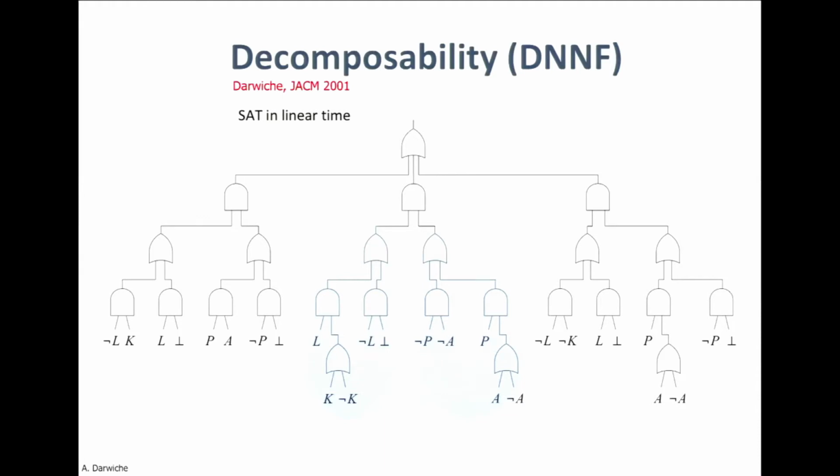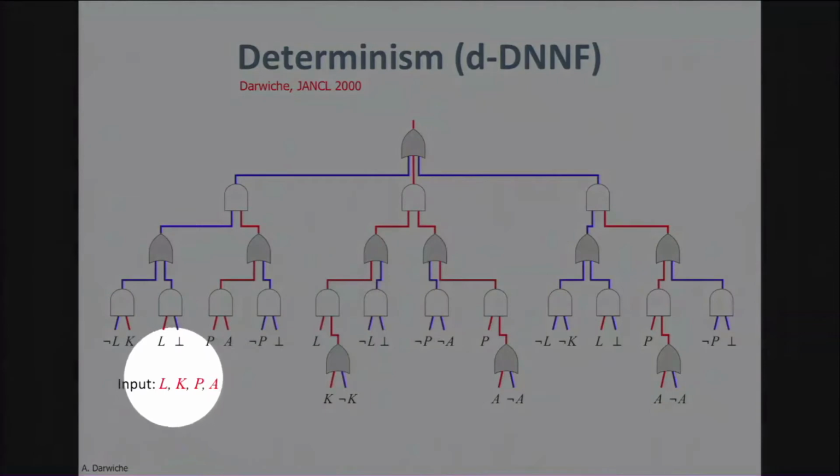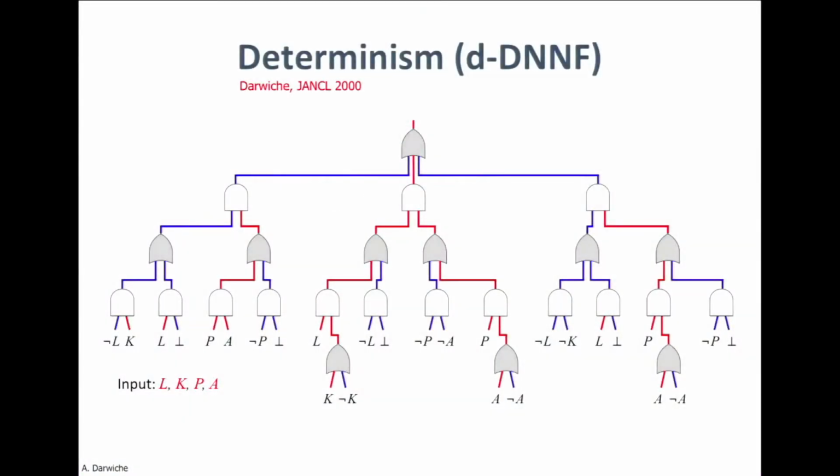Okay, so decomposability, we just went over this, and here's determinism visualized differently. Here's the inputs. Red means high and blue low. So in this case, L, K, P, A all high, and if you evaluate the circuit, you see what's going on. Look at every OR, this OR, right? Only one high input. This guy exactly one. This guy no high input, both are low. And so on, right? This is determinism. You've seen this.